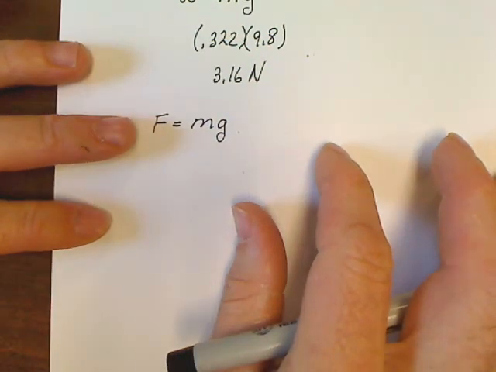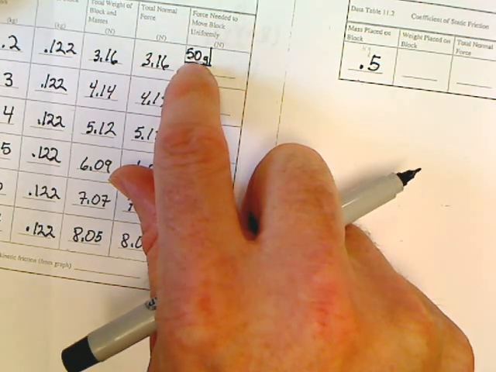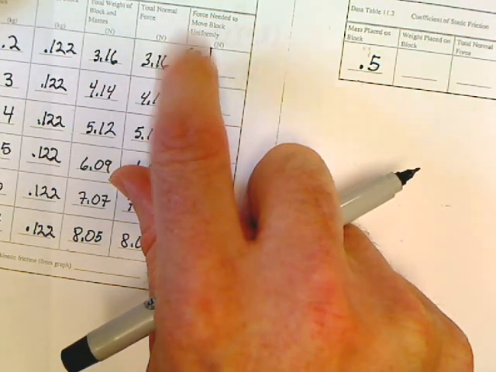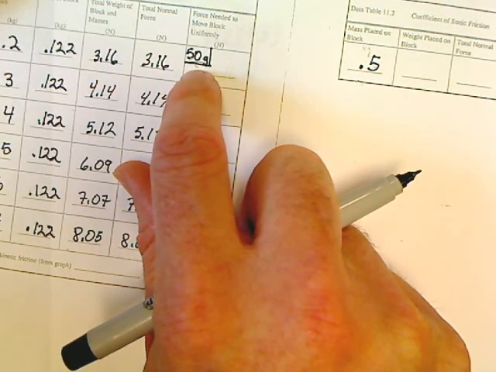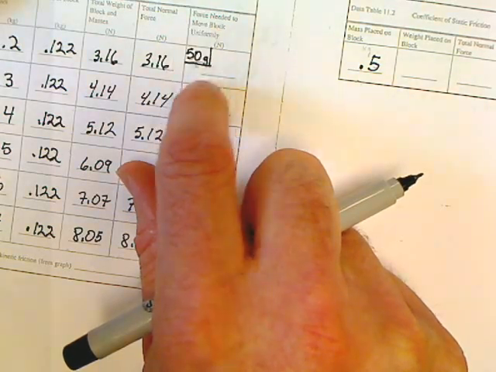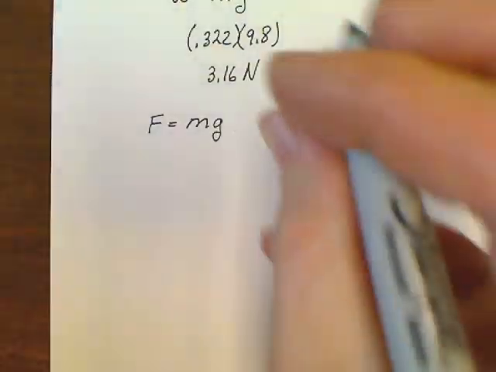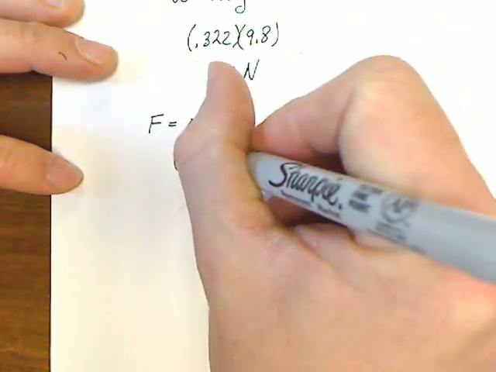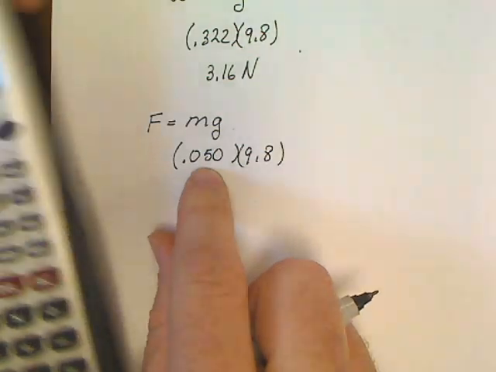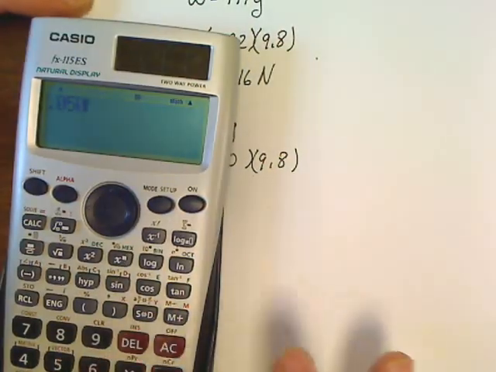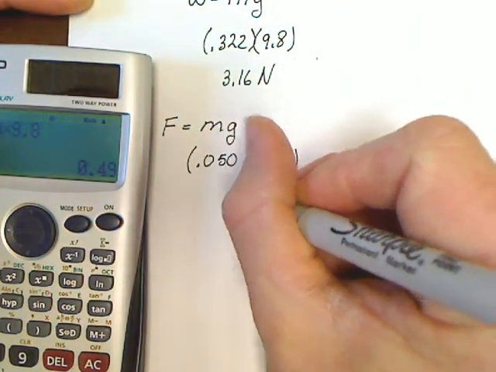All we're going to do is mg again on this. So I'm going to take a look. My first one was 50 grams. Now I do need to make sure and do something. When I do this calculation, 50 grams has got to be in kilograms. So 50 grams is going to be how many kilograms? No, 1,000 grams in a kilogram. So this should be 0.050 times 9.8. So there's going to be my first one. For me, 0.050 times 9.8, and that's going to be 0.49.